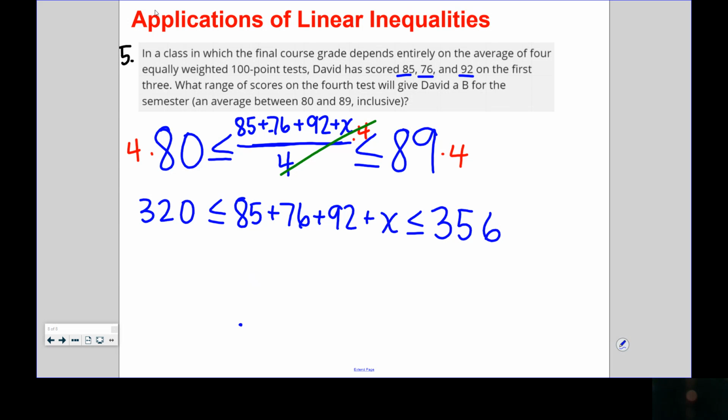Our goal again is to get X by itself. Go ahead and add up these three numbers. What do those add to? 253. Okay, so those added to 253. If you wanted to make it look neater, you could have written that on a separate line.